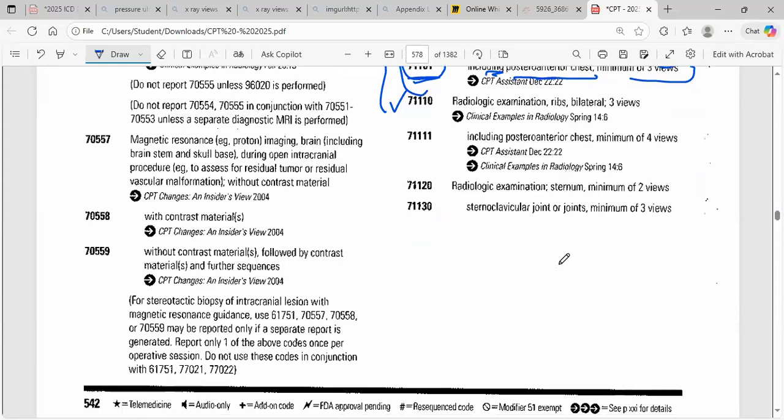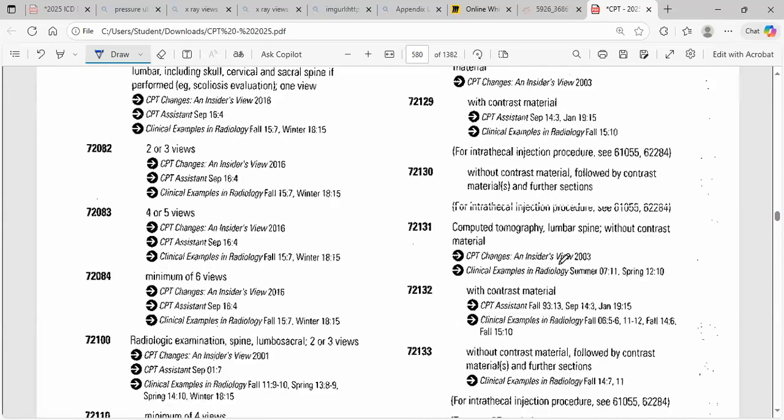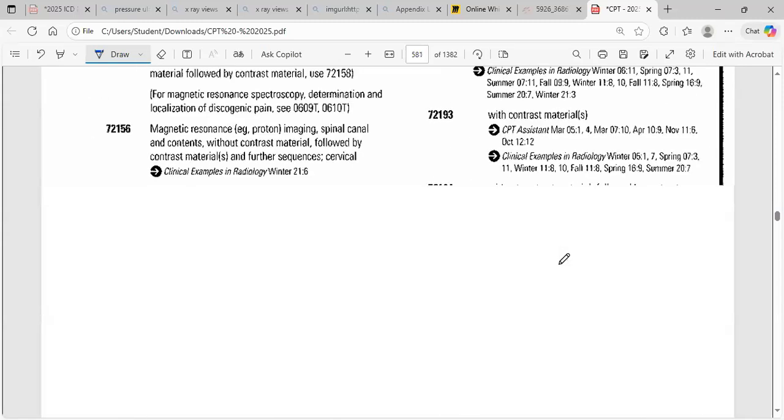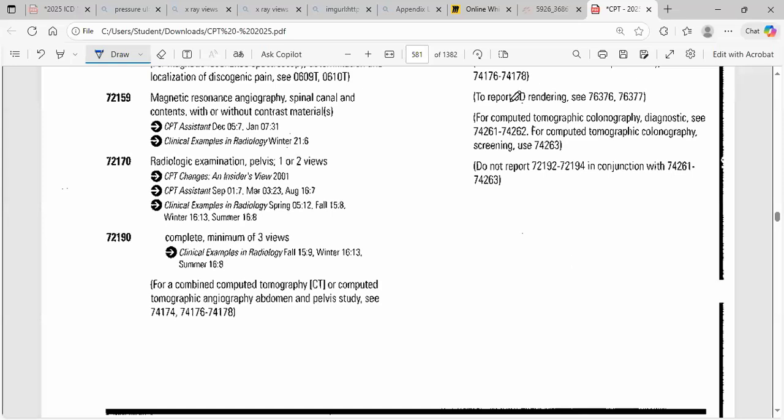So these are the basic procedures which we have in the radiological section. After the X-ray, CT, MRI, MRA, we have the codes for the guidance. I'm going to pull the code for the guidance.